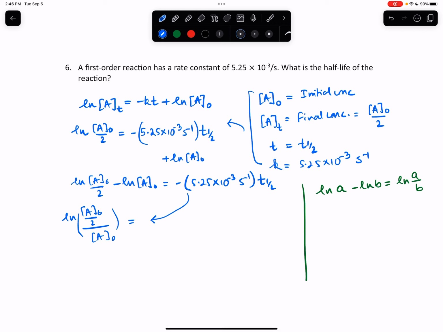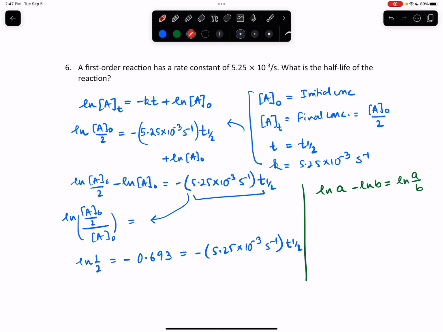Okay, so now the left-hand side simplifies too. If you simplify what's inside the parentheses out here, that simplifies to ln of 1 over 2. And then we can simplify that further. If we take the logarithm of that, we get negative 0.693. And so this is equal to this term out here, which is minus 5.25 times 10 to the negative 3 second inverse t 1/2. So now we just have to solve for t.